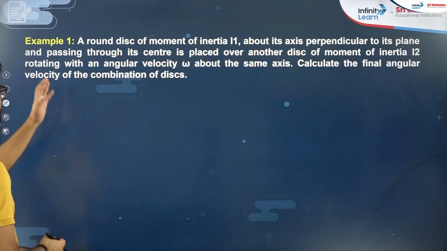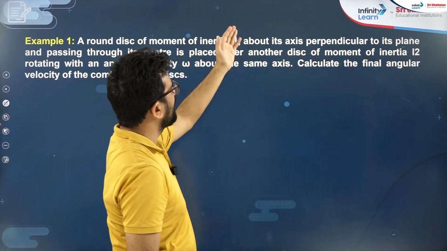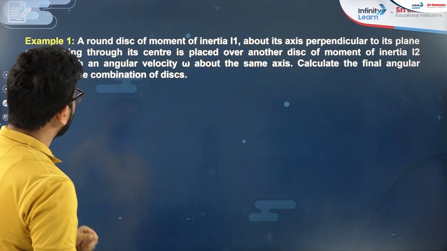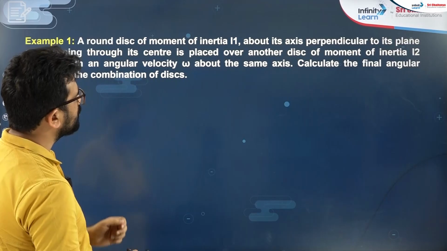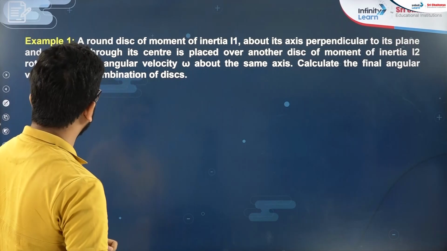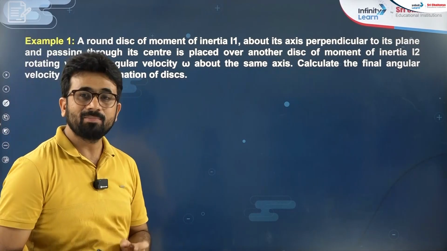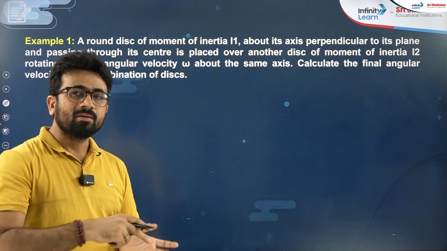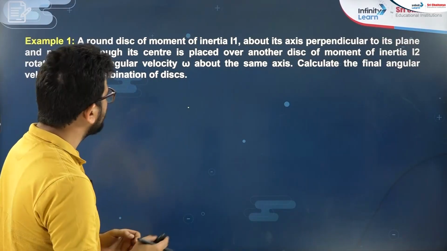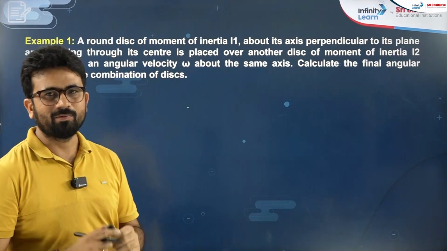Now the very first example: a round disk of moment of inertia I1 about its axis perpendicular to its plane and passing through its center is placed over another disk, the second disk, having moment of inertia I2, rotating with angular velocity omega about the same axis. That means I1 is not rotating. The second disk is rotating initially with omega. Now calculate the final angular velocity of the combination of disks. That is the question.